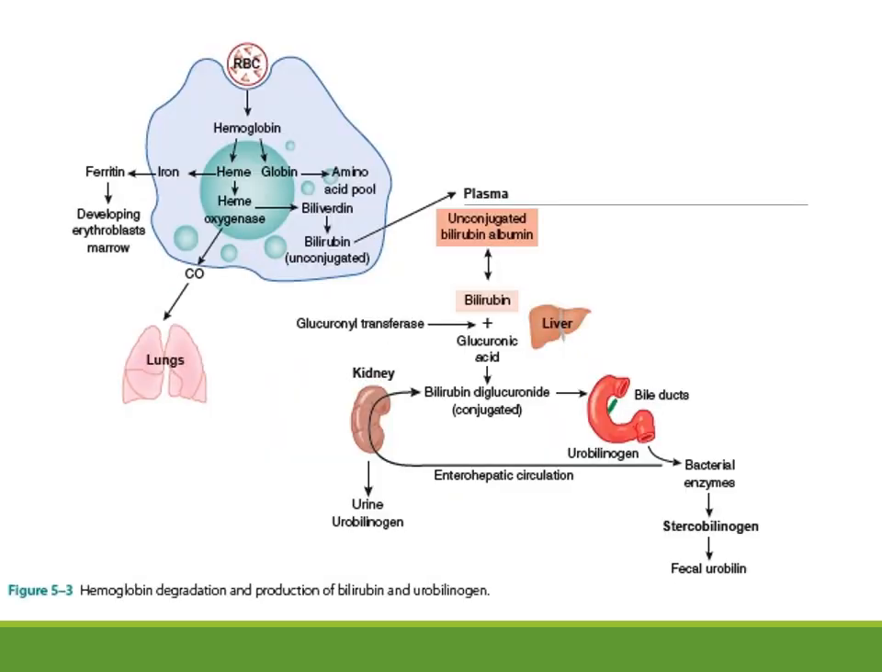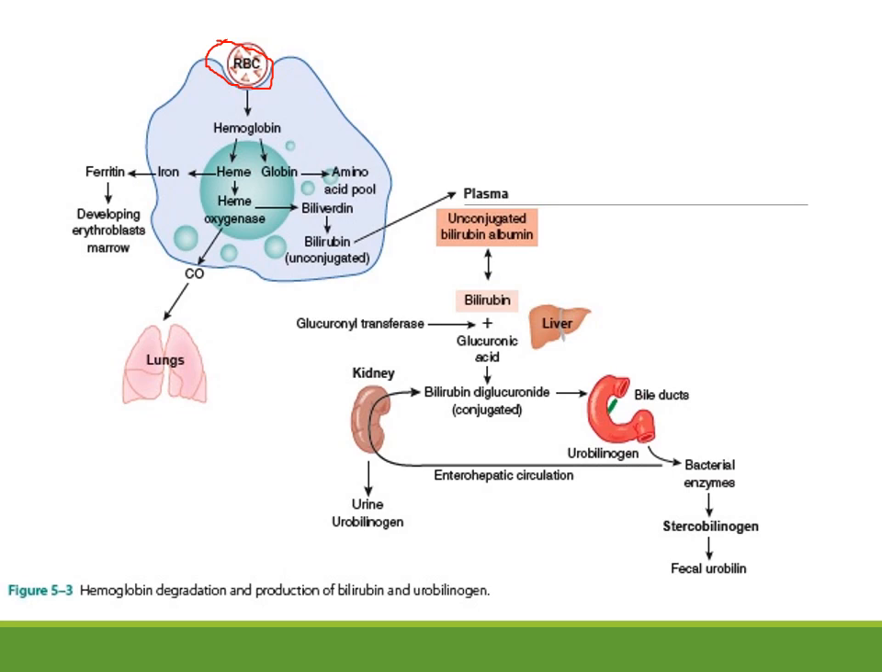So that you can clearly understand the process of hemoglobin degradation leading to the production of bilirubin and urobilinogen, I have here a diagram. So kindly follow me, guys, as we go through the process of the formation of bilirubin. Again, a red blood cell has a lifespan of 120 days in our circulation.